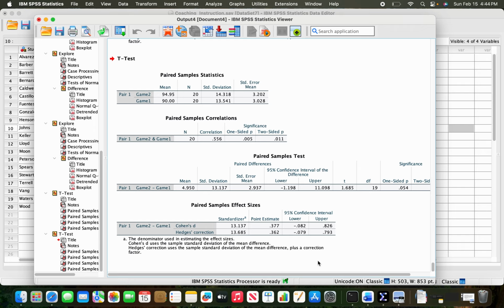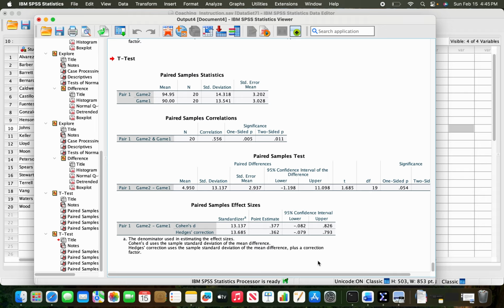In order to assess the efficiency of the bowling training we provided to students, we gathered data on 20 students' bowling scores before and after the training. The mean of the scores in the first game was 90. The mean of the scores in the second game was 94.95. You'll notice that is a difference of 4.95 more pins knocked down in that second week.